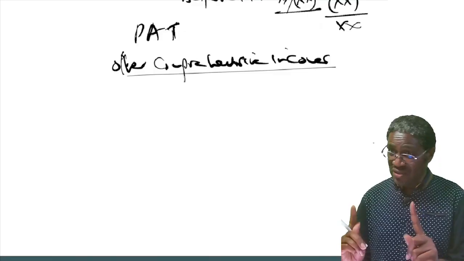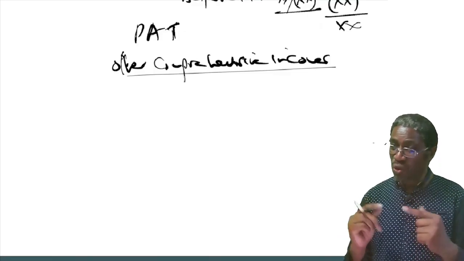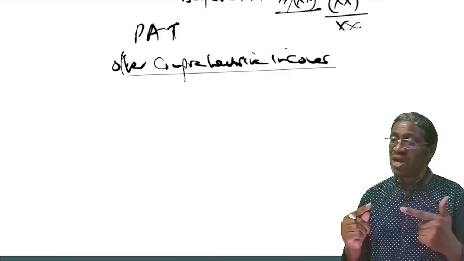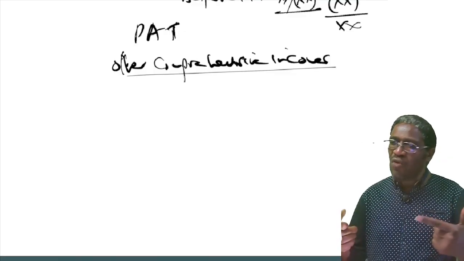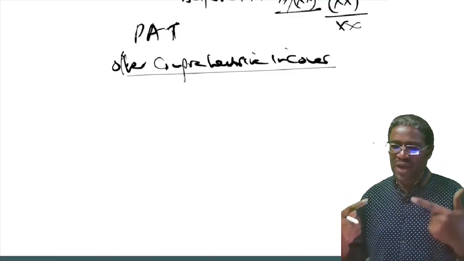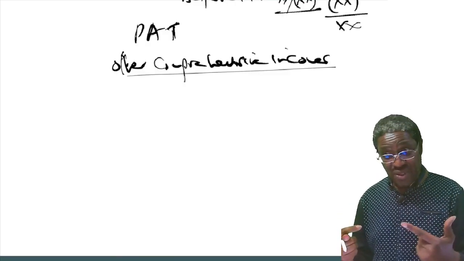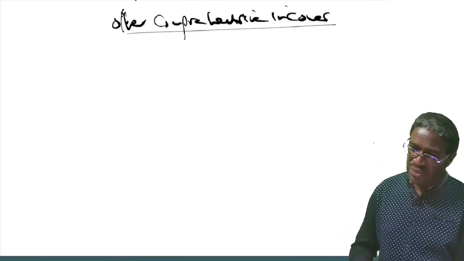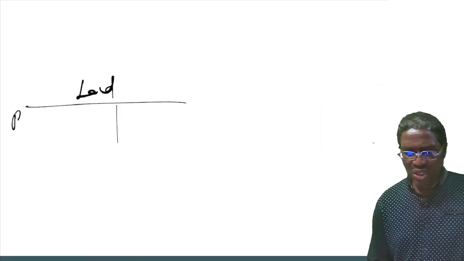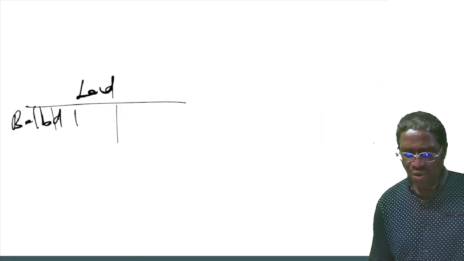But again, you are allowed now to show it as part of other comprehensive incomes. Let me give you an example. Assuming as a company you have an asset, let's call it land, which has a balance brought down of 100 million.